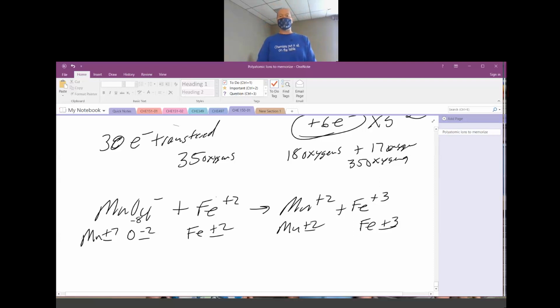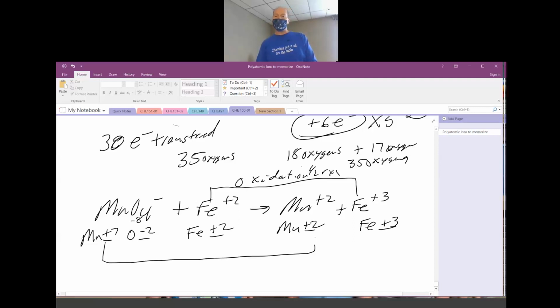All right, so then you'll have to see what is being oxidized. Well, the one that increases oxidation state, this is your oxidation half reaction. The one that is being reduced, a plus 7 reduced down to plus 2, this is your reduction half reaction. All right, so if we wanted to oxidize the iron plus 2 to iron plus 3, we have to add an oxidizing agent. So the MnO4 minus is the oxidizing agent. To reduce the MnO4, we'd have to add a reducing agent.